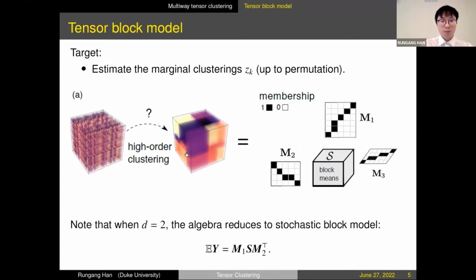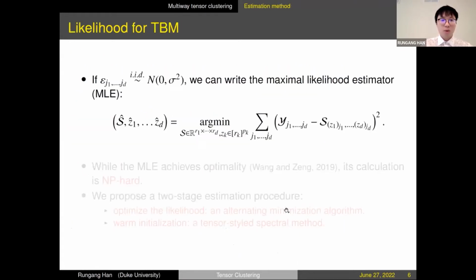And for simplicity, I just want to note that when d equals 2, the previous algebra and the model just reduce to the stochastic block model, which is a very popular one that is widely studied in network analysis. So to start with, we may want to think, okay, let's just start with a basic model.